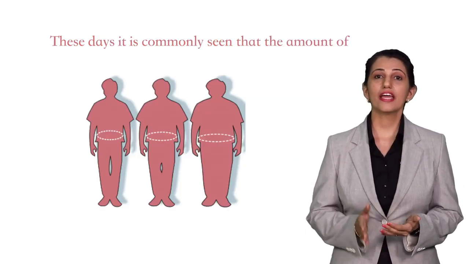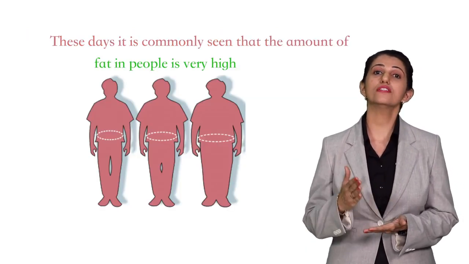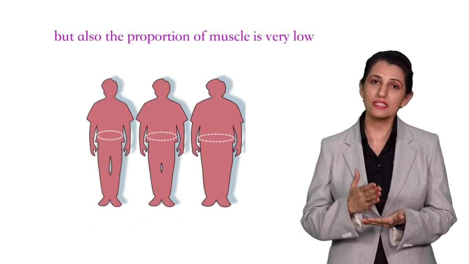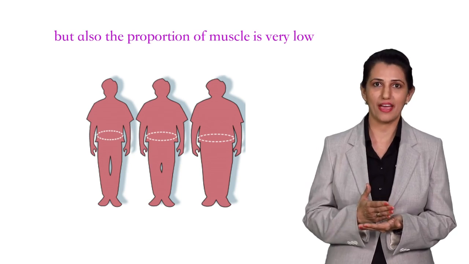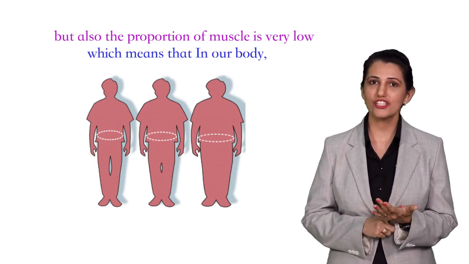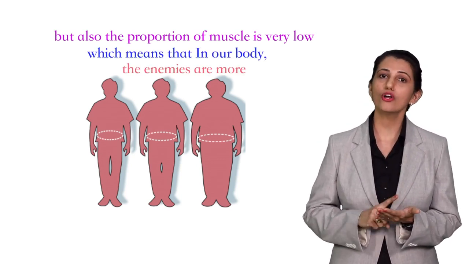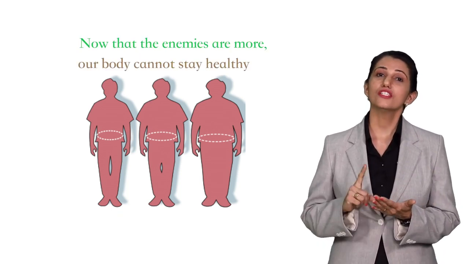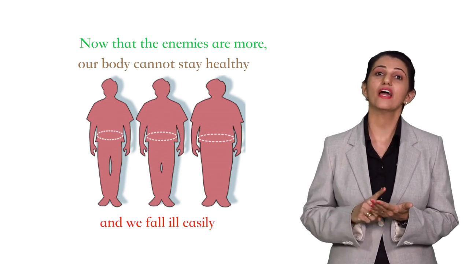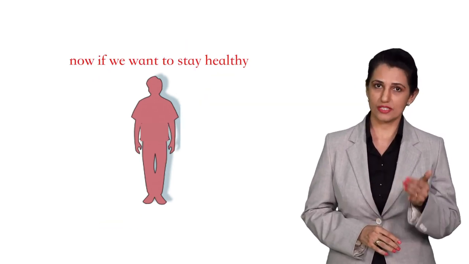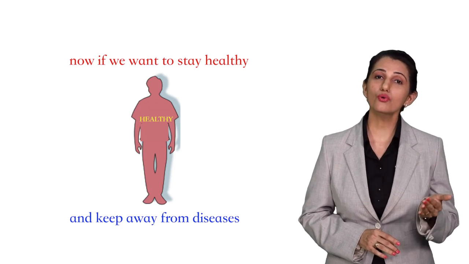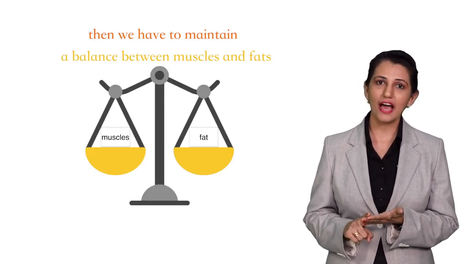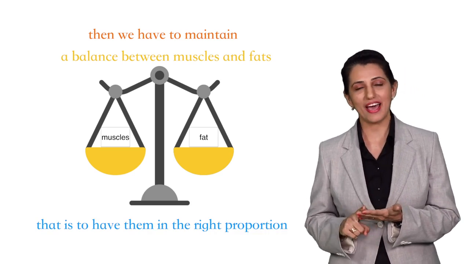These days, it's commonly seen that the amount of fat in people is very high. Not only is the proportion of fat higher, but also the proportion of muscle is very low, which means that in our body, the enemies are more than the friends. Now that the enemies are more, our body cannot stay healthy and we fall ill easily. Now, if we want to stay healthy and keep away from diseases, then we have to maintain a balance between muscles and fats, that is to have them in the right proportion.